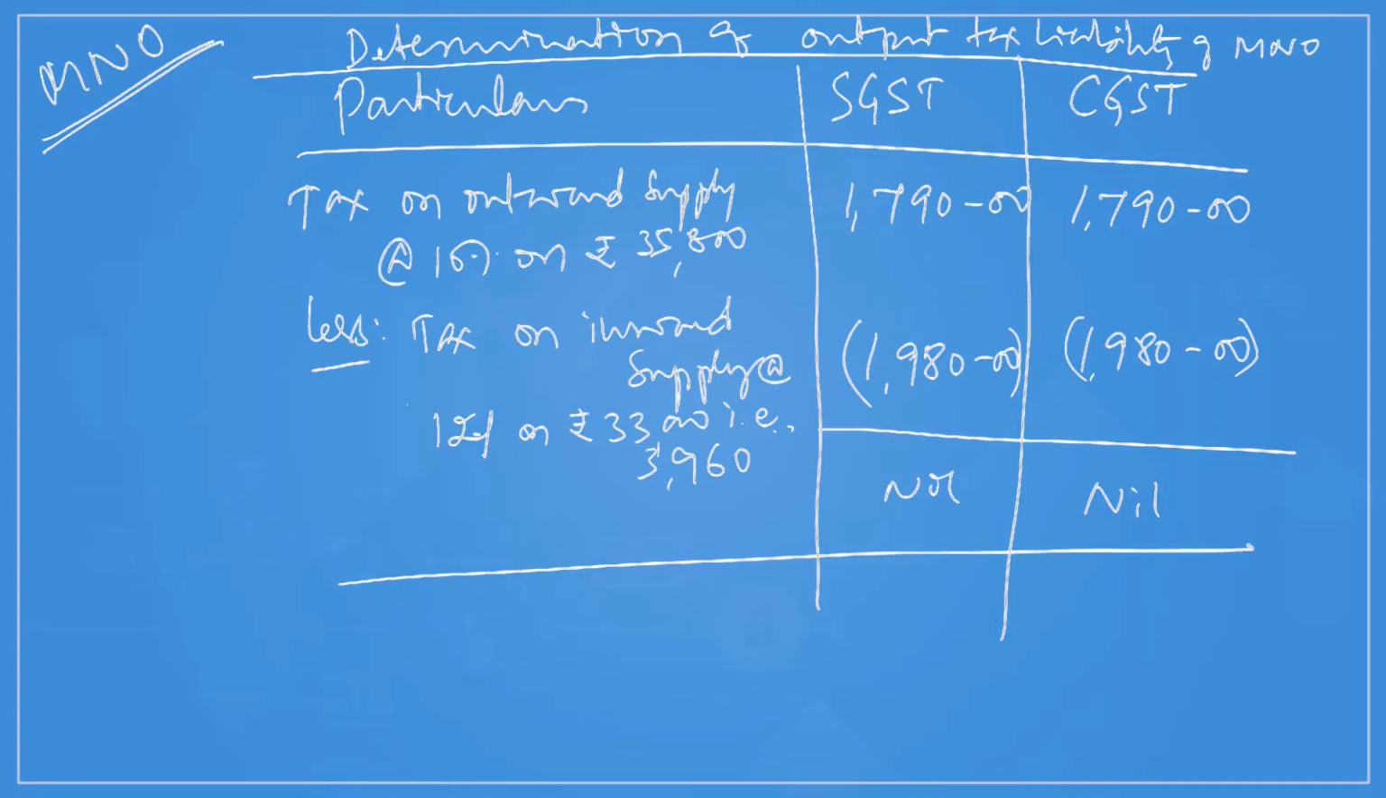Why is the output tax liability nil here? Because here the input tax is more than the output tax. So output tax liability will be nil.